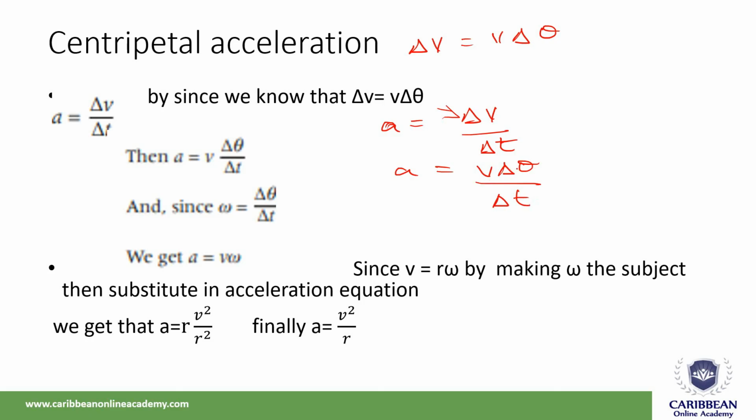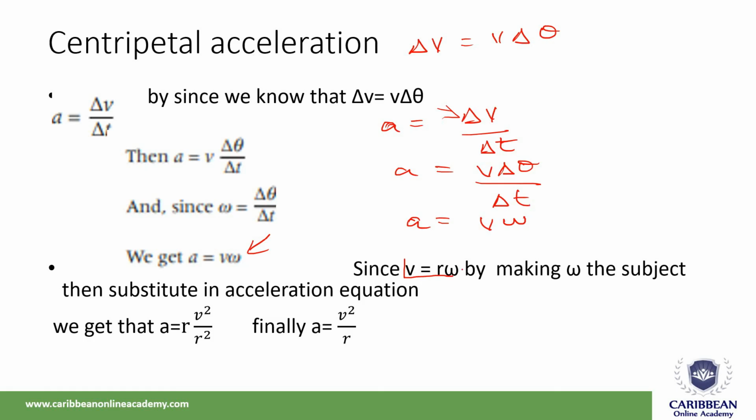Whenever we talk about change in angular displacement over change in time, we speak about angular velocity. So we can see that our acceleration is equal to velocity times angular velocity, all right, as you can see right here. So since omega, which is our angular velocity, is equal to change in angular displacement upon time, we could substitute that by getting that our acceleration is equal to the linear speed multiplied by the angular velocity.